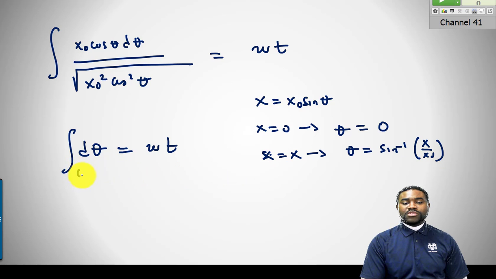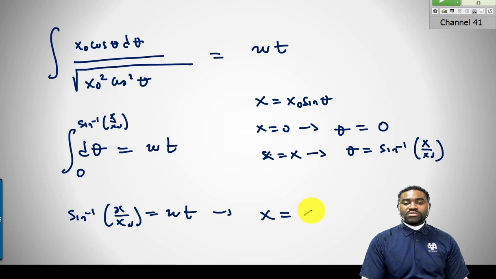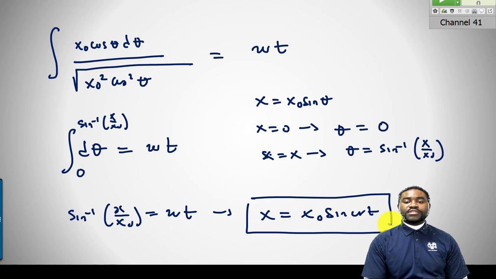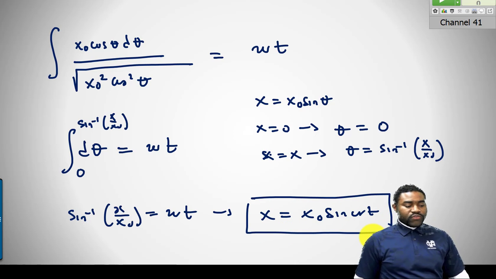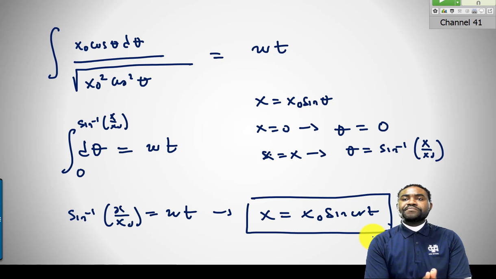So we are starting here from 0 to sine inverse of x over x naught. This would imply that the sine inverse of x over x naught is equal to omega t, which implies that x is equal to x naught sine omega t, and that is the expression for x. Now this is clear if you understand the basic rules of integration here, and if you've forgotten, it therefore tells you that you need to go back and review.